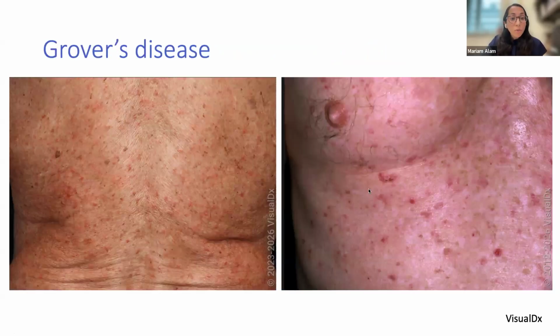This is just a picture of Grover's disease, which again is one of these really common rashes in older male patients in particular. You get these really fine small papules and almost pustules on the trunk. It's linked to heat, sweating, excessive sun exposure, and some medications, but we don't really know what causes it. Usually we just treat it with triamcinolone and it goes pretty well, but just something to think about in patients with chronic itch.